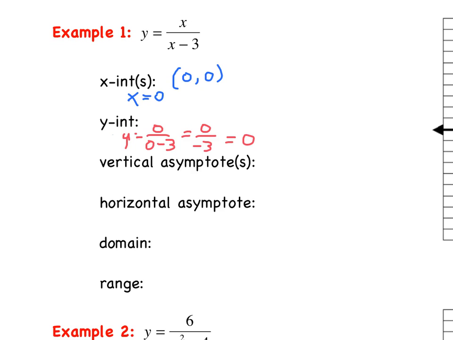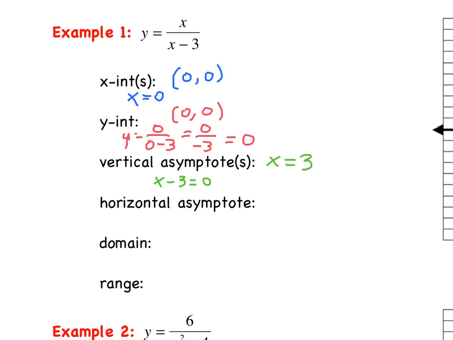When 0 is in the numerator, that's okay. All right? So our y-intercept is 0, 0 as well. So notice those are the same. Okay? Vertical asymptotes. So the vertical asymptote, remember, we set our denominator equal to 0, and we solve for x. So x minus 3 equals 0. Solving for x, we get a vertical asymptote of x equals 3.